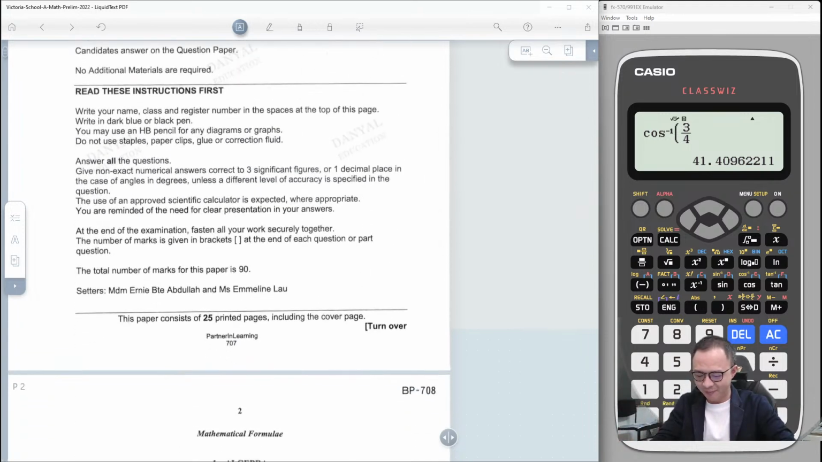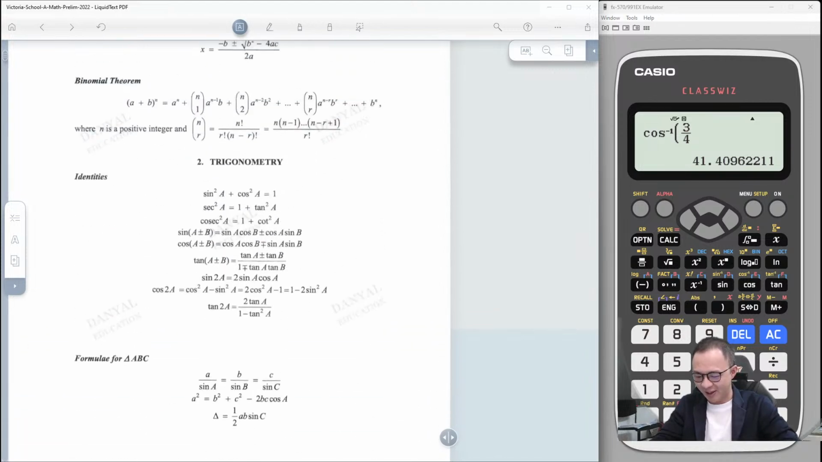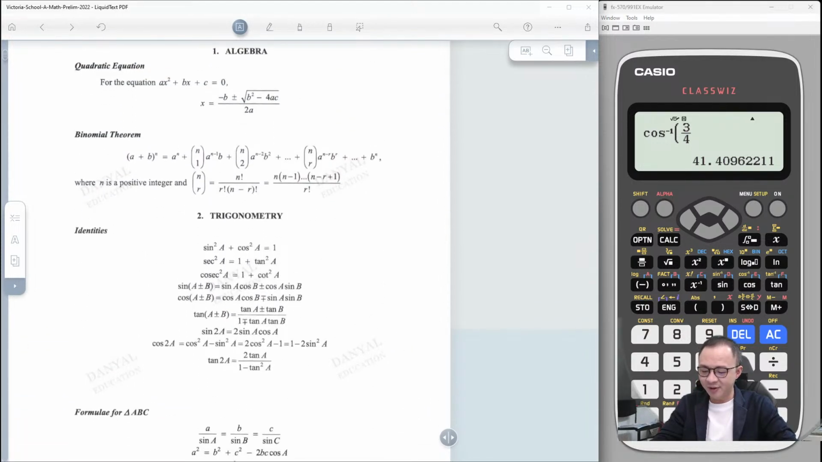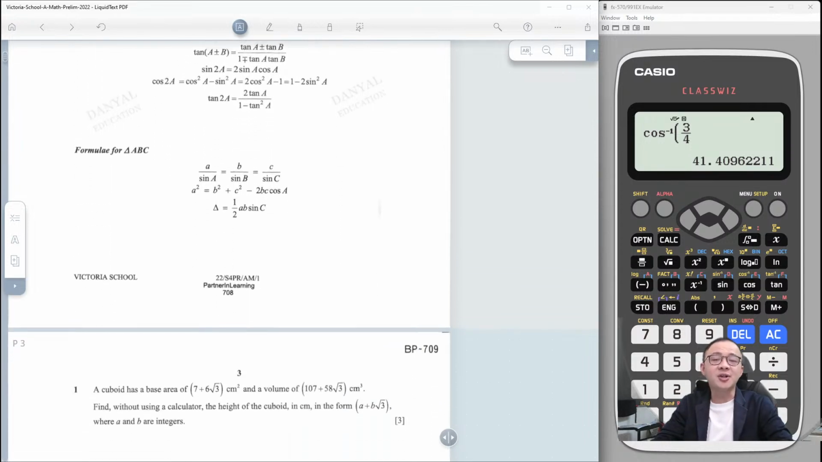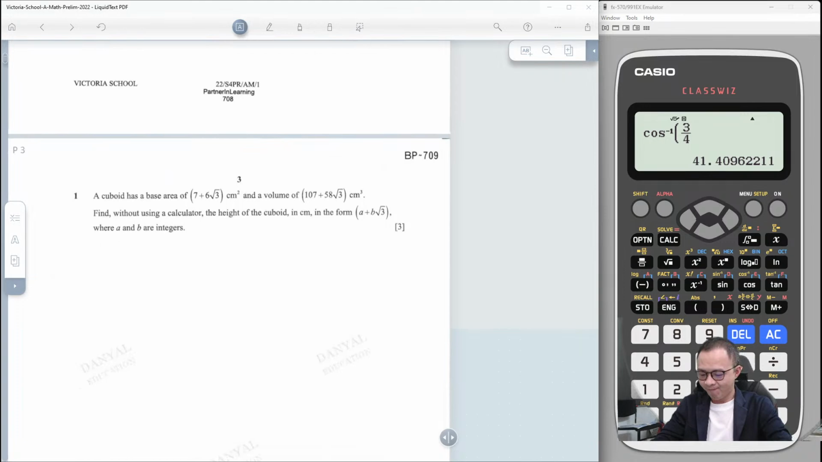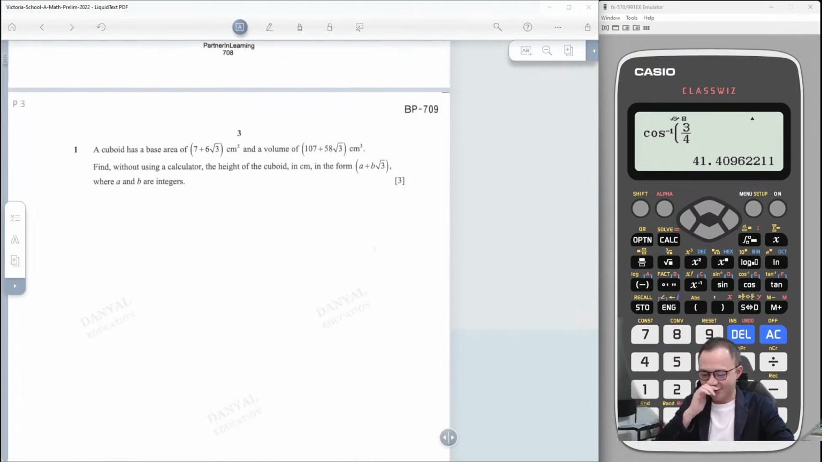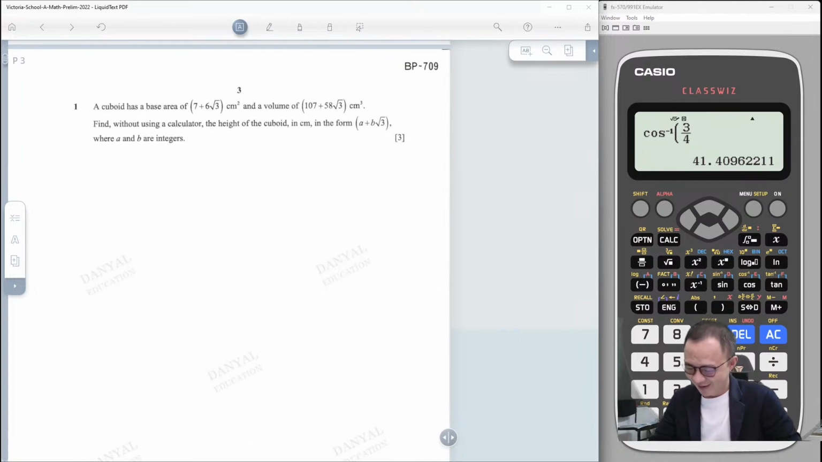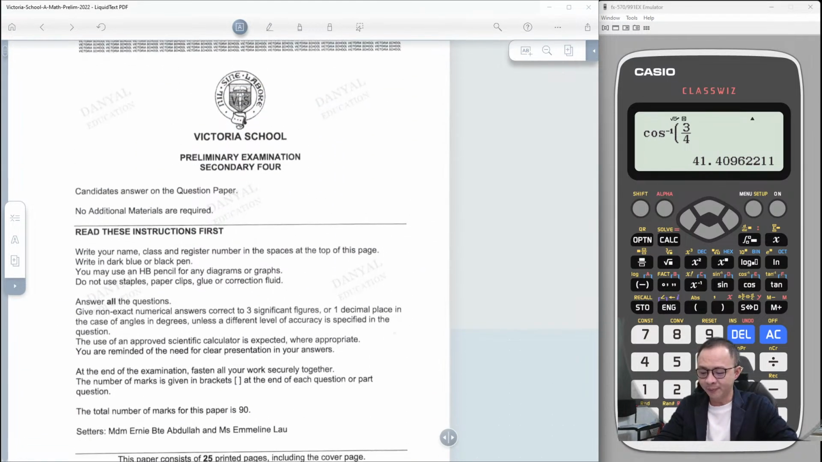I like many years never do Singapore paper already. Normally their paper is slightly difficult, but the formula given is very similar to the IGCSE. Even their questions are very similar. So I'm wondering, should I call it Singapore IGCSE? But anyways, it's fine, I'll just name the school name. I think this paper is from Victoria School.